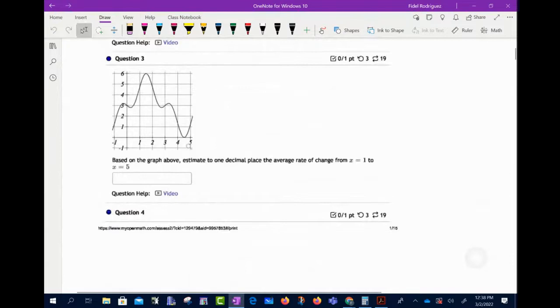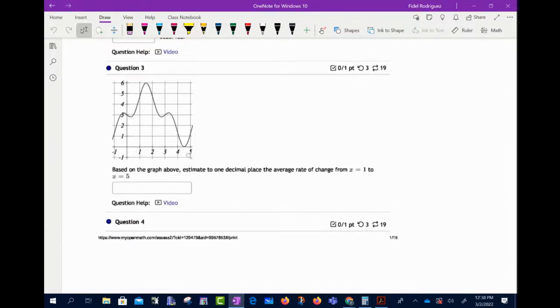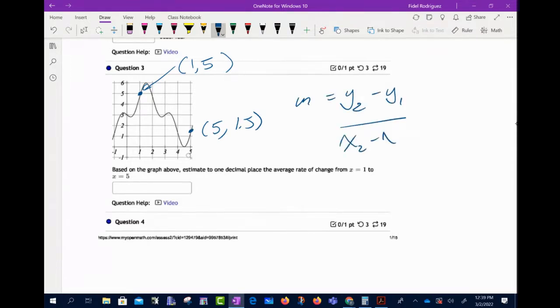Anybody need anything from number three? How do we find the rate of change from x equals 1 to x equals 5? So what would you do here? What would be your game plan, you guys? If you were doing number three, what would you do? Yeah, you say, look, what are the coordinates at that point right there? Anybody know? 1, 5, okay. What are the coordinates roughly from this point here? I'll give you a hint: 5 and 1.5. And then wouldn't you just use the slope formula?